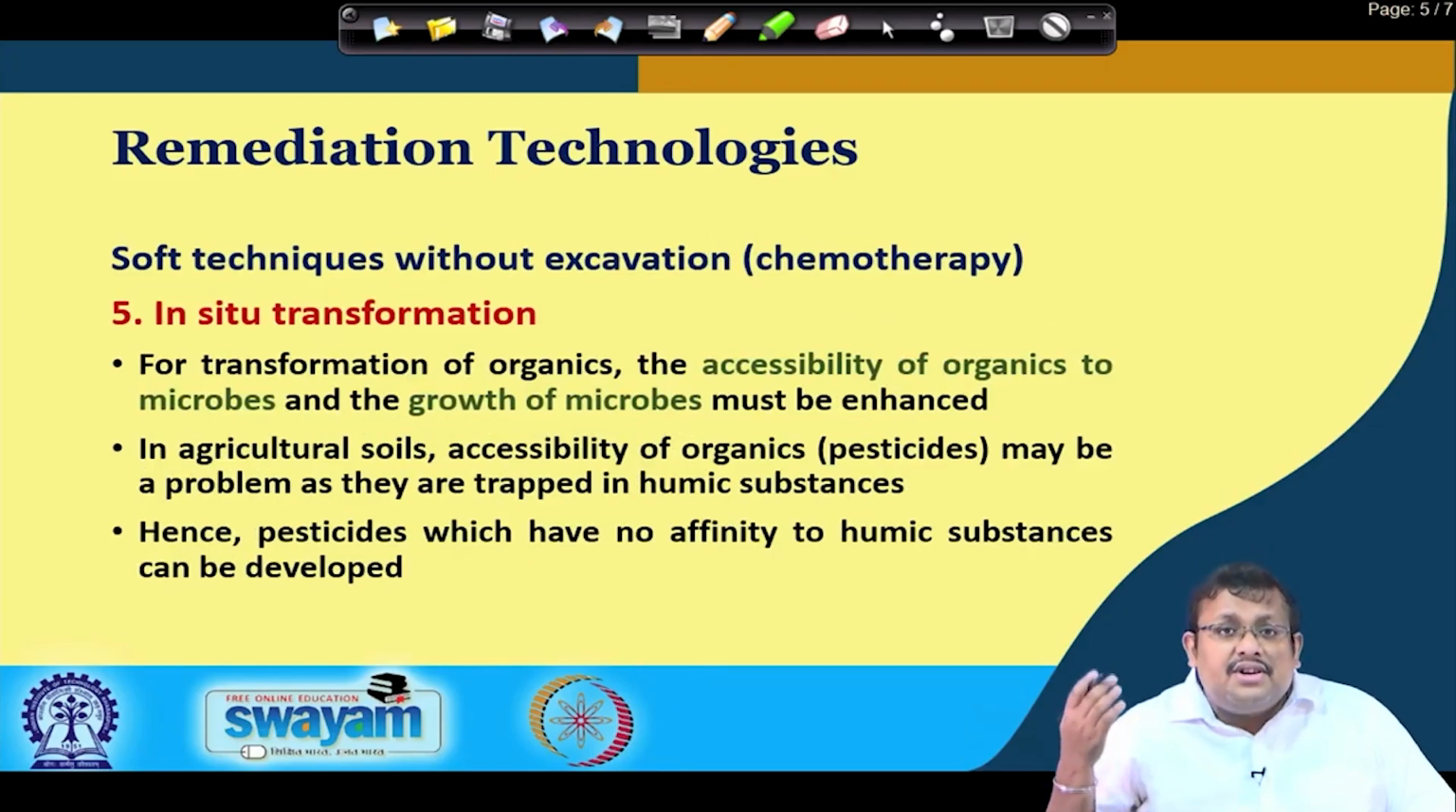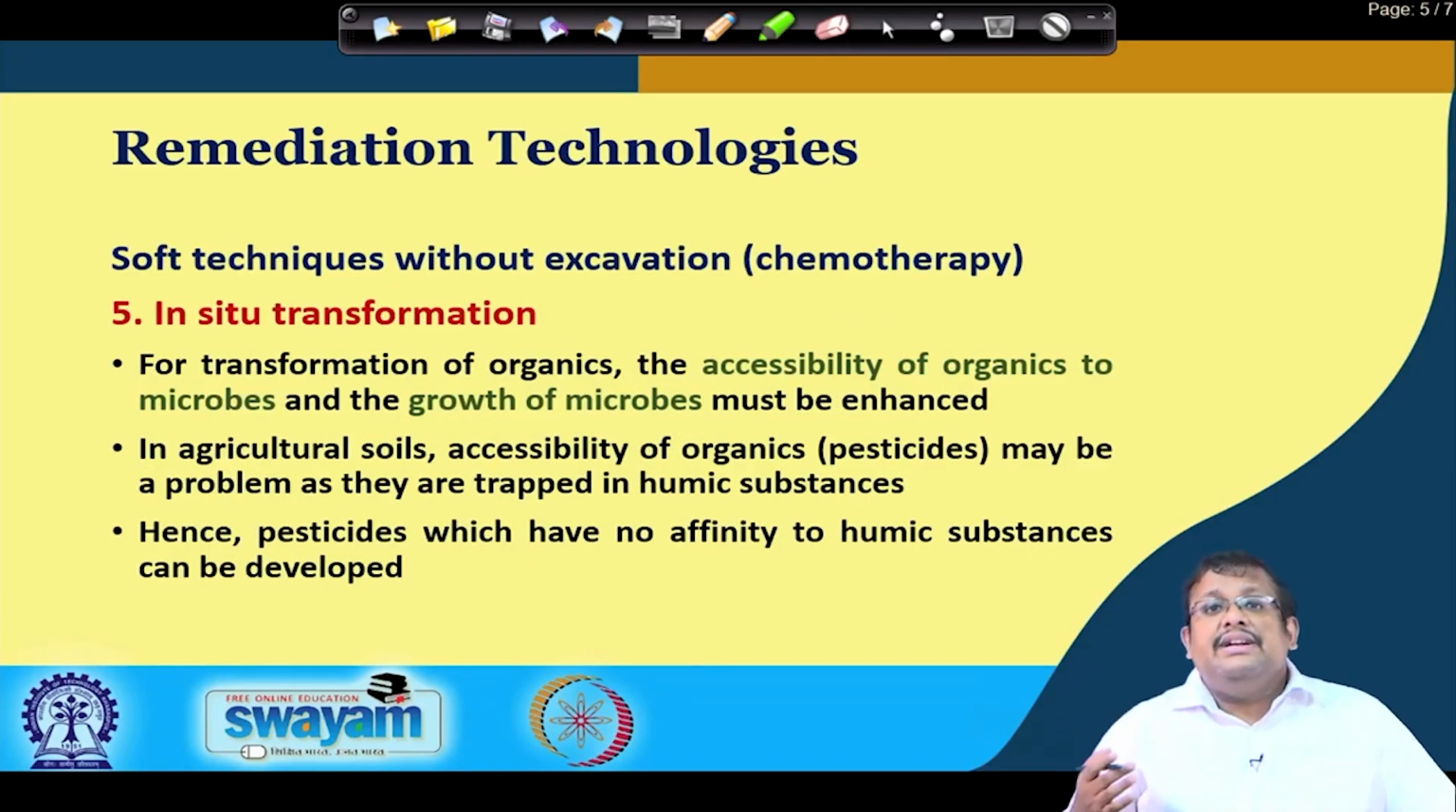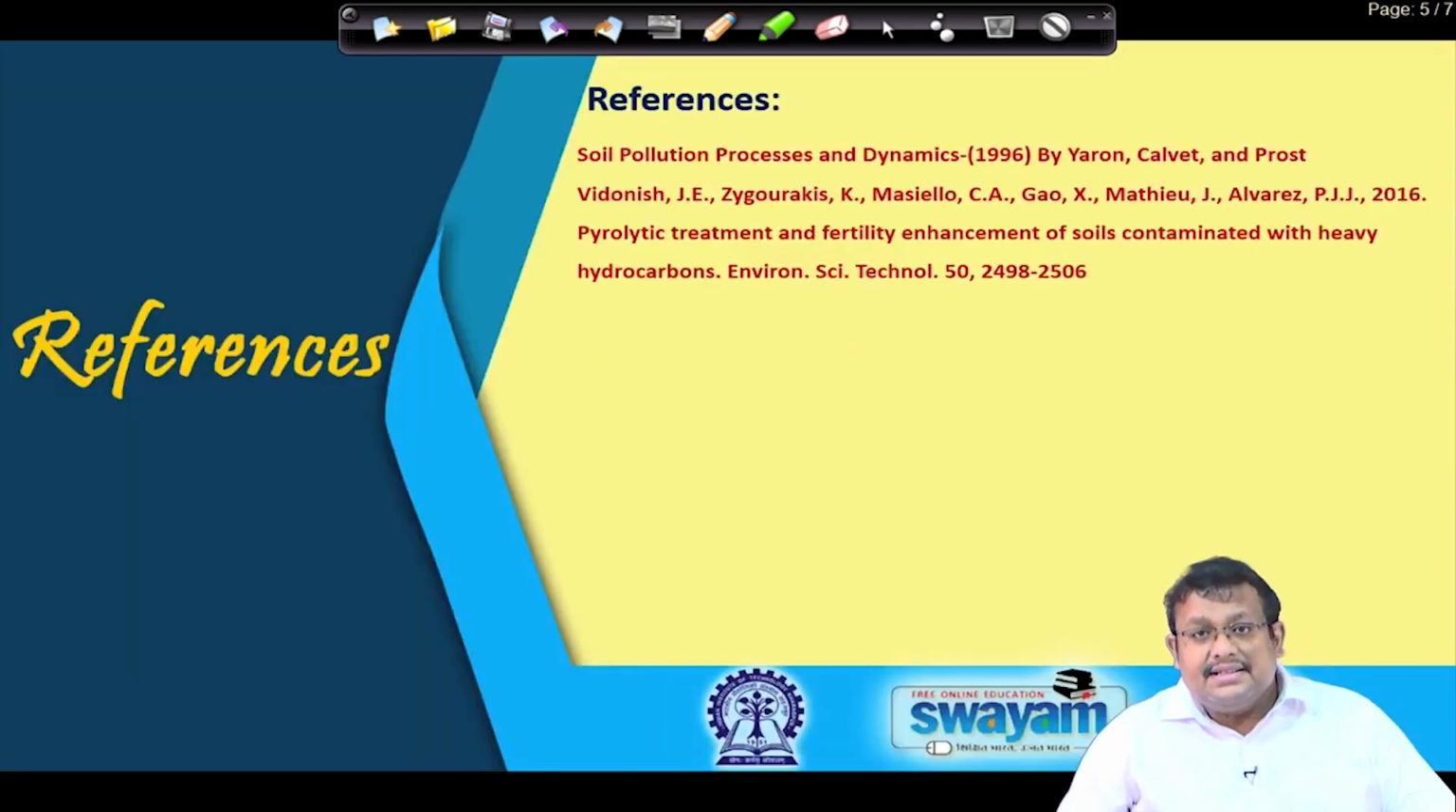So, for transformation of the organics, the accessibility of organics to microbes and the growth of microbes must be enhanced, remember that, so their activity can be enhanced. In agricultural soil, accessibility of the organics or pesticides may be a problem as they are trapped in the humic substances. Hence, pesticides which have no affinity for the humic substances can be developed. So, their entrapment by the soil organic matter can be reduced and they are more exposed to the bacteria which can degrade these pesticides. So, this is one of the remediation measures.